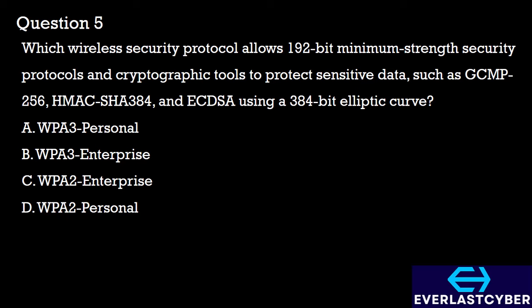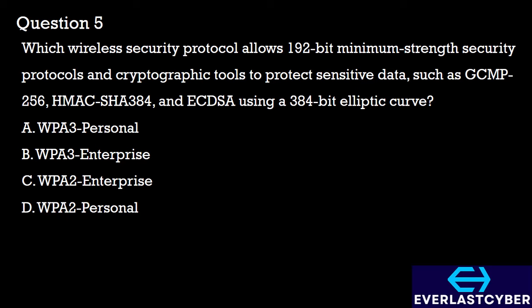While WPA3 Personal is more secure than WPA2, it uses a 128-bit encryption rather than the 192-bit minimum strength of WPA3 Enterprise. The WPA3 Enterprise is the wireless security protocol that provides enhanced security features, and it includes a 192-bit minimum security strength to protect sensitive data. It incorporates advanced cryptographic tools like the GCMP-256, the ECDSA with a 384-bit elliptic curve, and the HMAC-SHA-384.